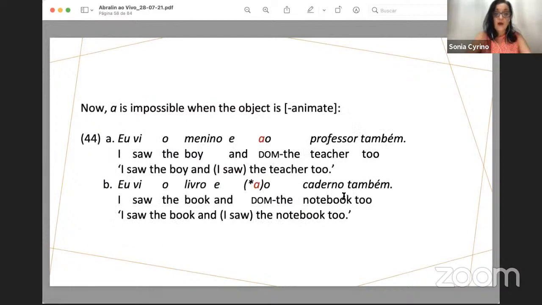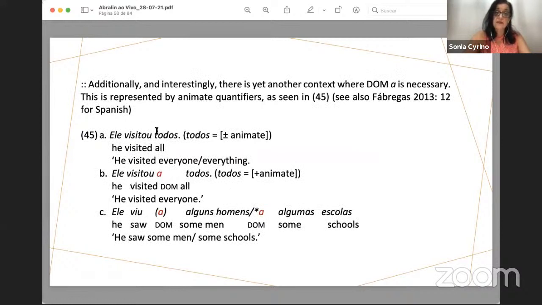Now, "a" is impossible with minus animate. I can say "eu vi o menino e ao professor também." Good. But I cannot say "eu vi o livro e ao caderno também." So this is a signal that also the "a" is relevant for animacy in some structures in Brazilian Portuguese. Also, with quantifiers, if you use "a," it must refer to animate. If you have "ele visitou todos," "todos" can be either plus or minus animate. But if you have "ele visitou a todos," it can only refer to people. If you say "ele visitou alguns homens," okay, or "ele visitou a alguns homens," this is optional. But you cannot say "ele visitou a algumas escolas."